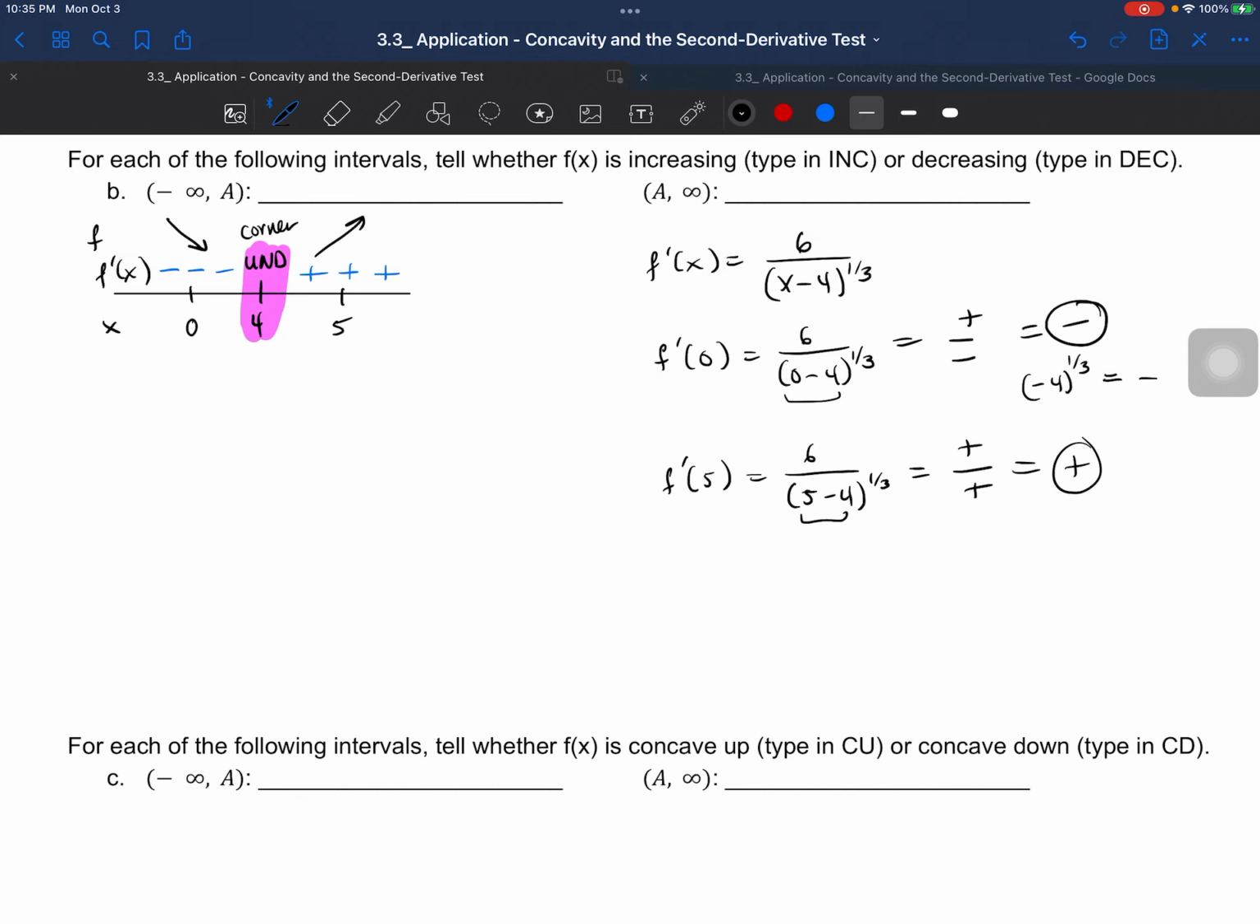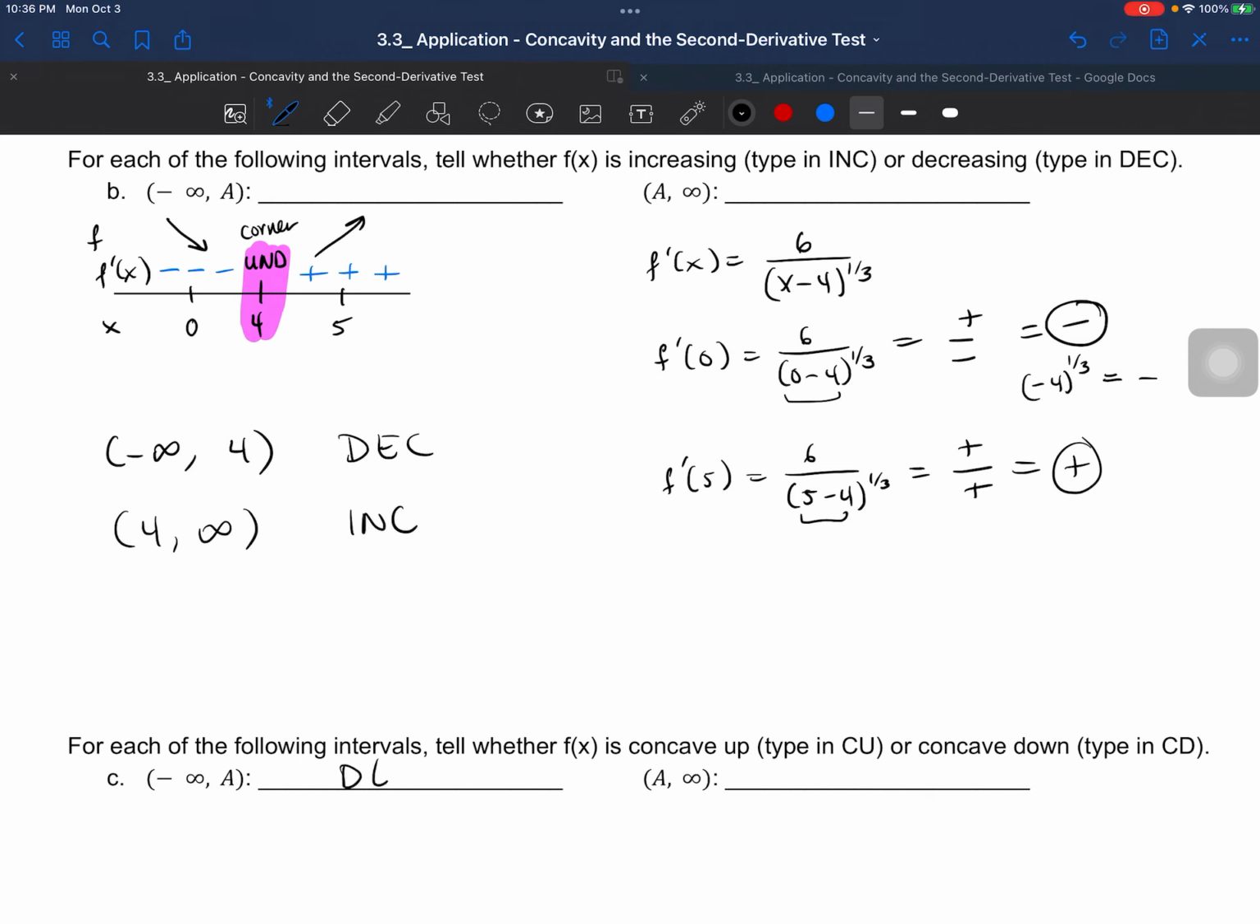So to find when the function is increasing, we're going to say it's increasing or it's decreasing from negative infinity to positive 4. We can see that from here, negative infinity all the way to 4 is decreasing. And from 4 to positive infinity, we can see that from here to, that's going to be increasing.